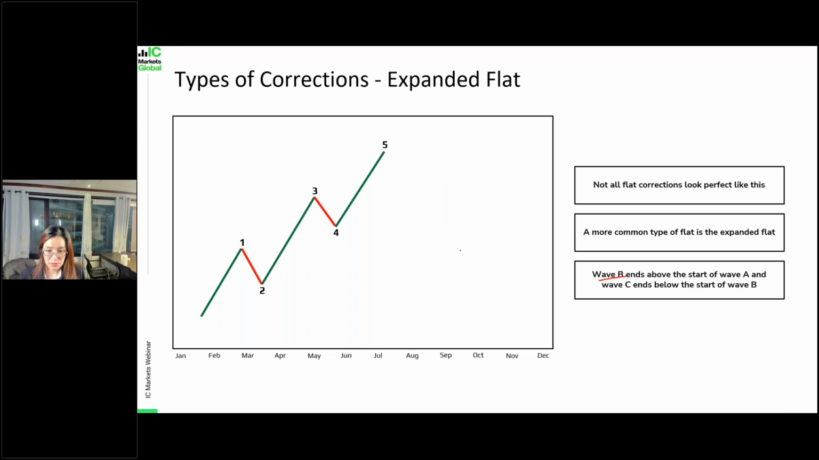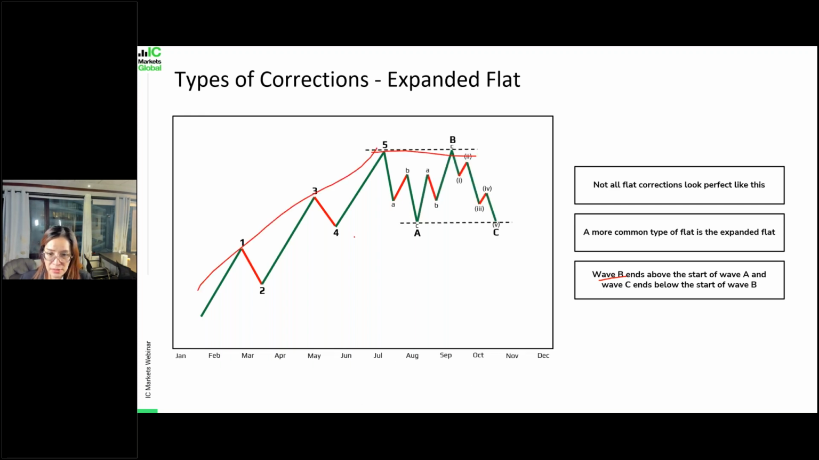Wait, let me see what is different. Basically same uptrend, sideways here, and then you label A, B, C, and always have 1, 2, 3, 1, 2, 3, and 1, 2, 3, 4, 5. And then they say that wave B ends above the start of wave A. Where is wave A? Let me delete first. This wave A. Ah, here.